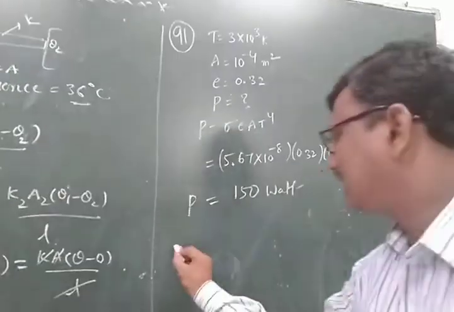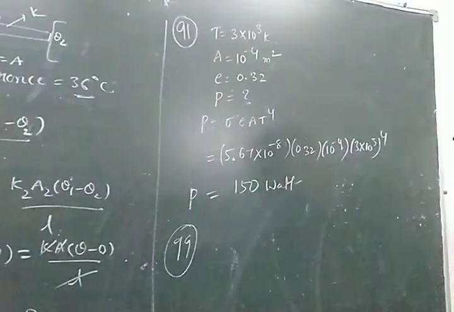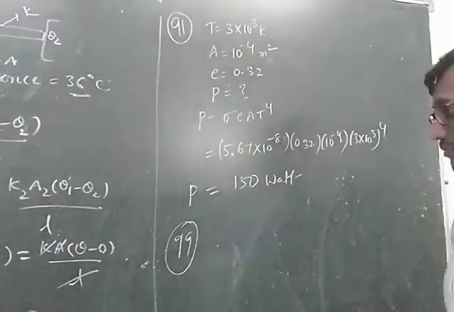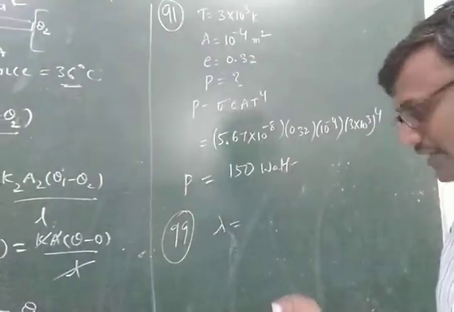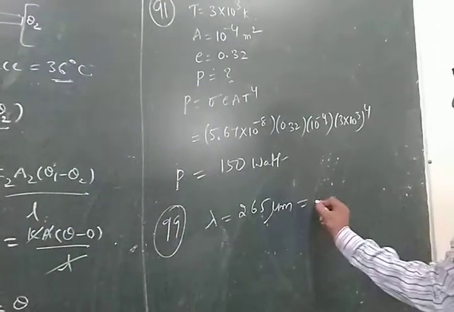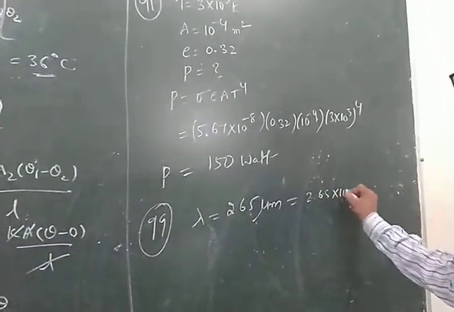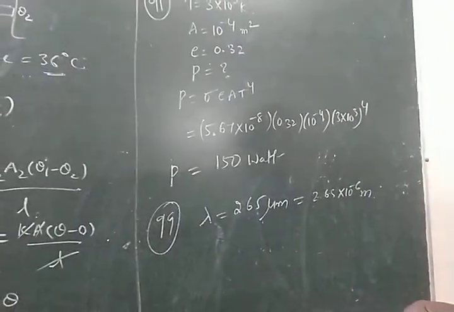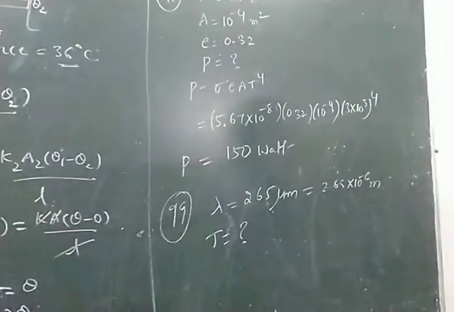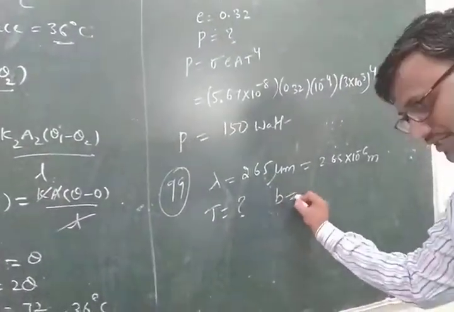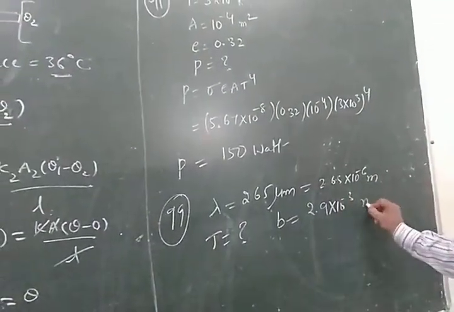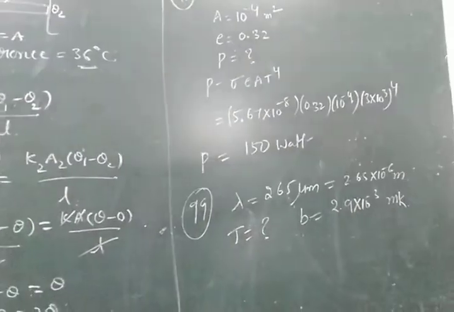Next, question 99. The wavelength of maximum intensity of radiation for a black body is found to be 2.65 micrometers, that is 2.65 × 10^-6 meters. What is the temperature of the radiating body? Here Wien's constant b is 2.9 × 10^-3 meter Kelvin.